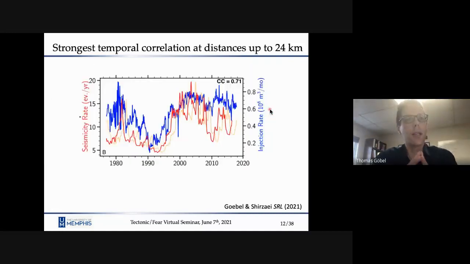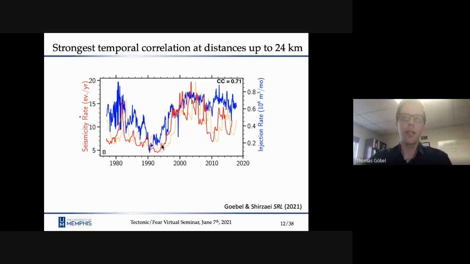And we also looked at long-term temporal correlation, to see if there is a relation between the injection rates and seismicity, looking at 1977, which is when the publicly available record starts, until 2020. And we see an overall pretty strong correlation here, at least if we include seismicity at large distances. So it's not just that one cluster that I was highlighting before that goes out to about 5, 6, 7 kilometers. If we include seismicity out to about 24 kilometers, we get a maximum correlation coefficient of 0.7, 0.71.